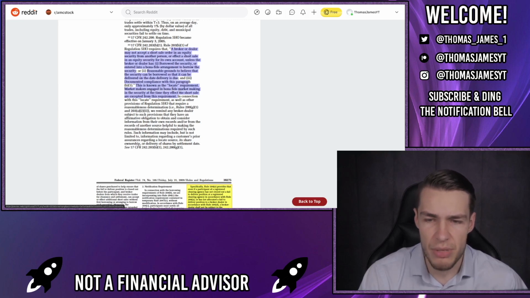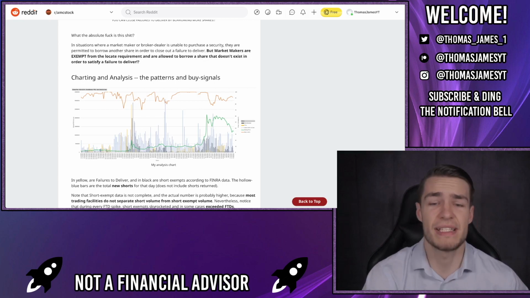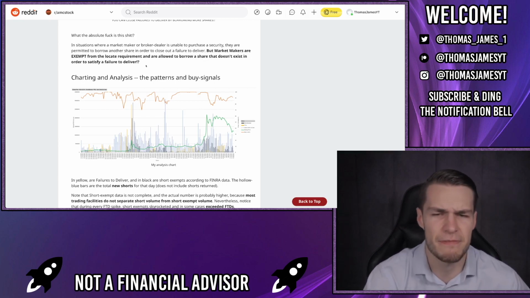Market makers engaged in bona fide market making in the security at the time they effect the short sale are exempt from this requirement. So what's all of this? In situations where a market maker or broker dealer is unable to purchase a security, they're permitted to borrow another share in order to close out a fail to deliver. But market makers are actually exempt from the locate requirement and are allowed to borrow a share that doesn't exist in order to satisfy that same fail to deliver.